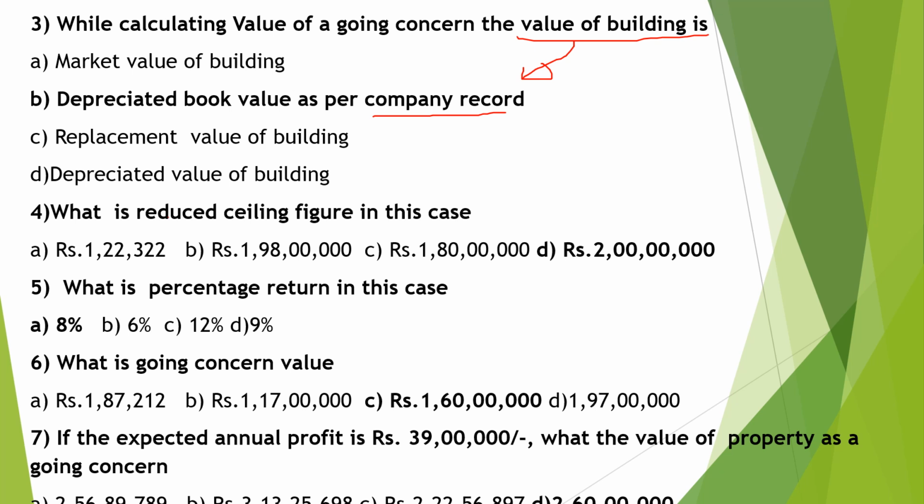What is the reduced ceiling figure in this case? We have calculated the reduced ceiling figure. If the return is 24 lakh, it will be 2 crore instead of 3 crore. What is the percentage return in this case? In this case the percentage return is 8%. What is the going concern value? The value is 1 crore 60 lakh, which we have calculated. If the expected annual return, instead of 24 lakh, is 39 lakh, then the value will be equal to 2 crore 60 lakh.